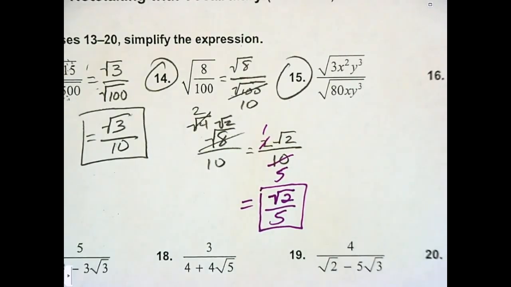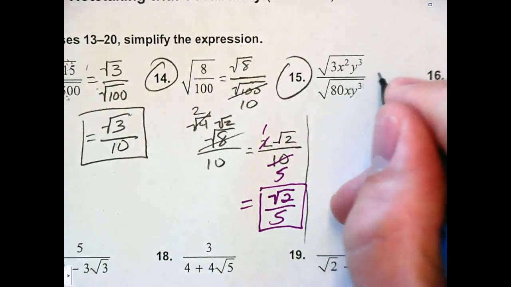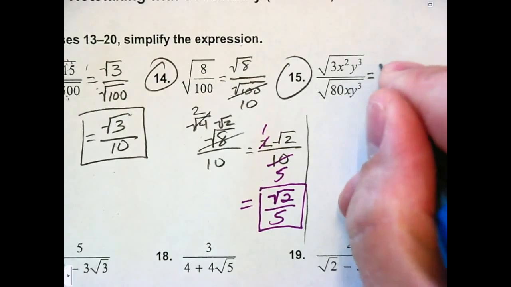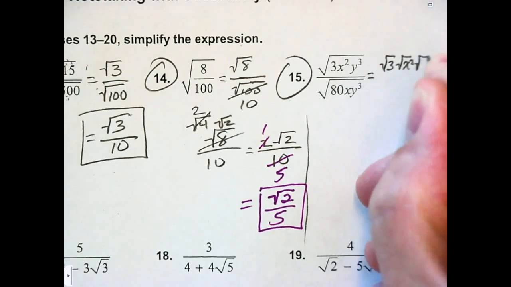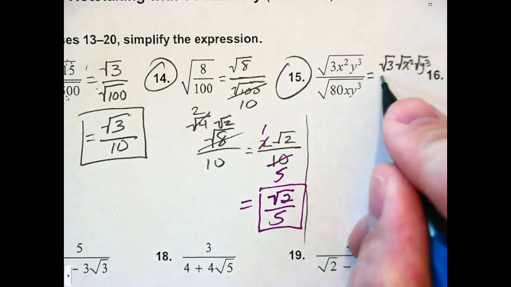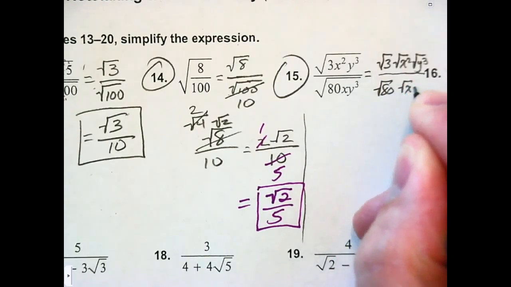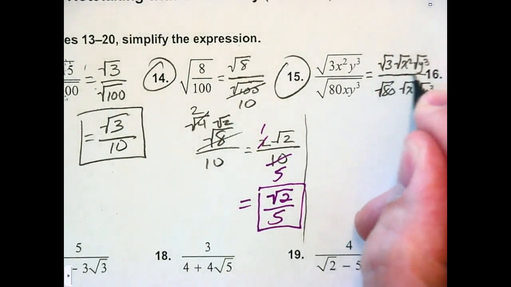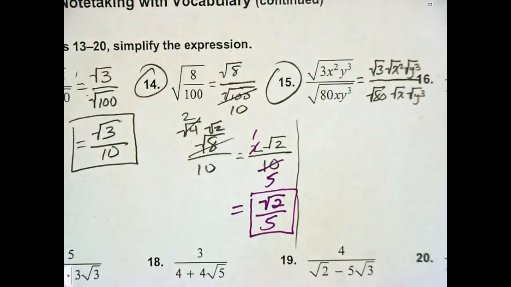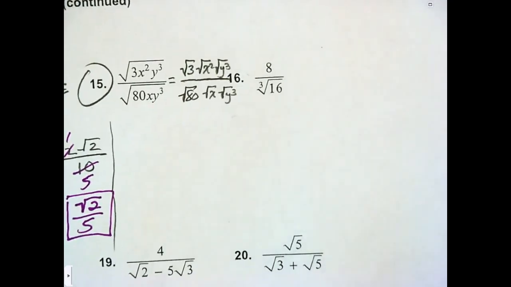All right. Number 14. Or, excuse me, number 15. So this one here we're going to break apart to its individual pieces. So root 3, root x squared, root y cubed, root 80, root x, root y cubed. All right, tell your neighbor which of those 6 parts is perfect. All right, which one's a perfect square?